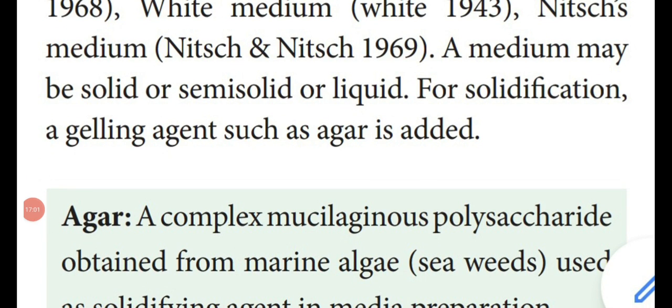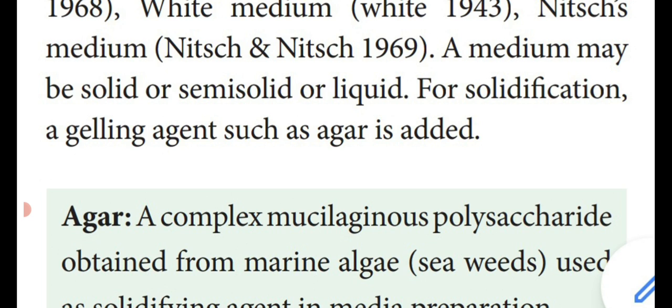Dear students, a medium may be in the form of solid or semi-solid or liquid. It may be in any form. The solidification of a medium is done with the help of a gelling agent known as agar.